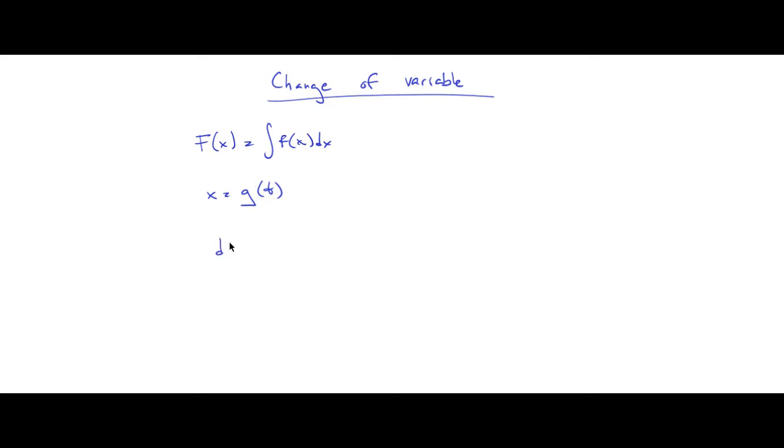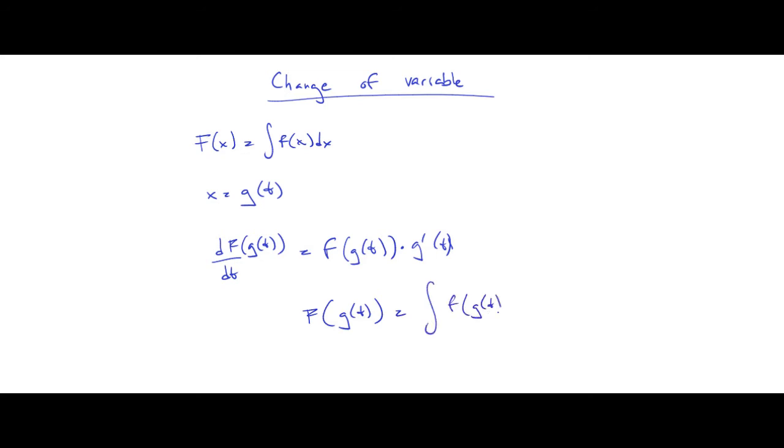So if we now compute the derivative of our function F expressed as a function of t, applying the chain rule, this is just the derivative of capital F, which is small f, that's what the definition of the primitive is, at g times g prime, right? So in other words, F at g is going to be the primitive of this expression times g prime at t dt.